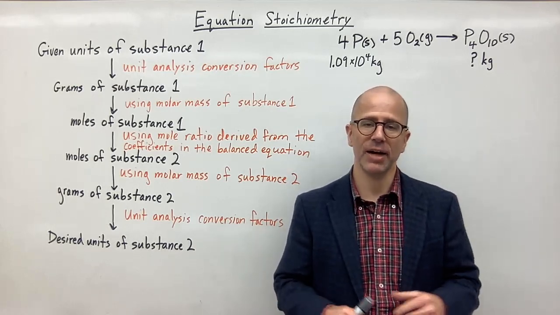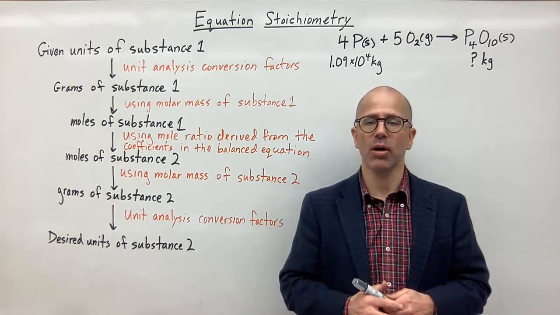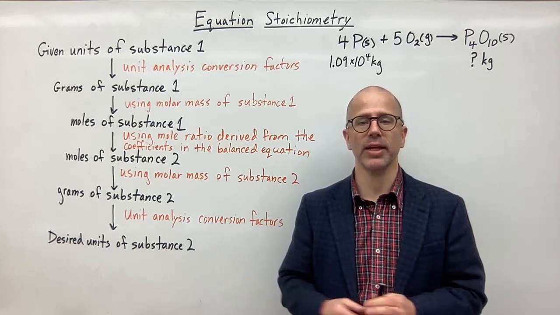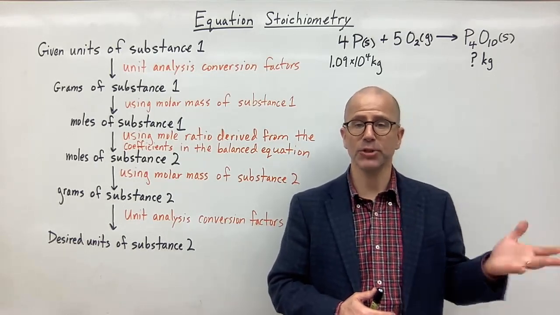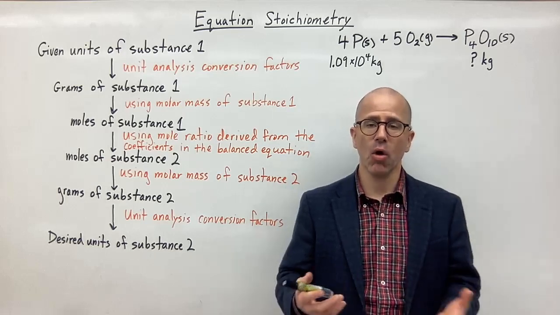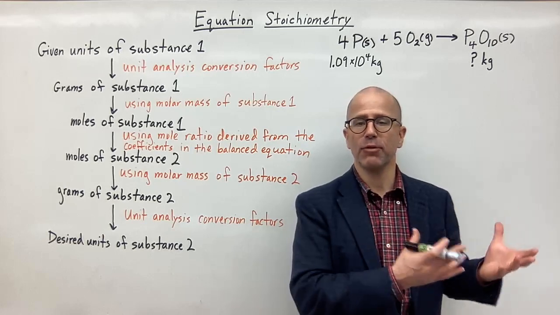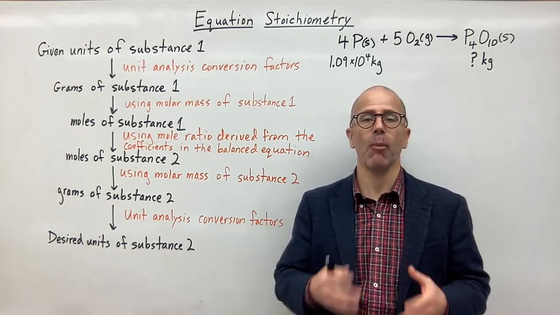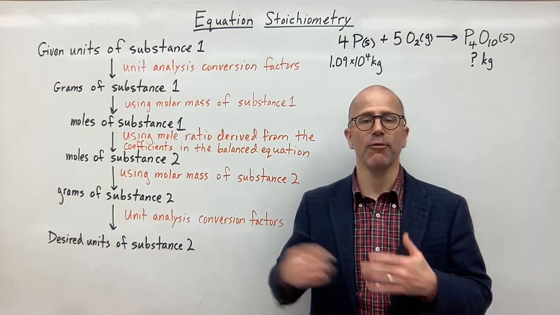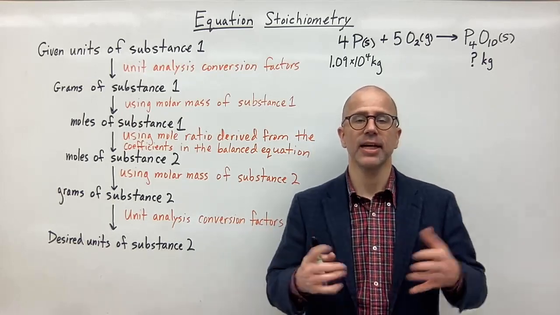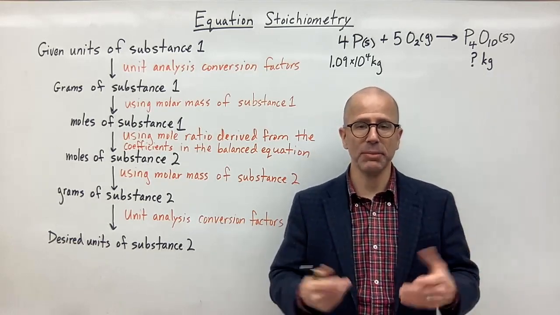So let's say I'm given a certain amount of a reactant and I want to know, well, how much of this other reactant do I need to react completely with the amount of the first reactant that I'm given, right? Or another example would be, what if I'm given a certain amount of reactant and I want to know, well, how much possible product, what's the maximum amount of product I could form from this reactant given this balanced equation? And so that is stoichiometry.